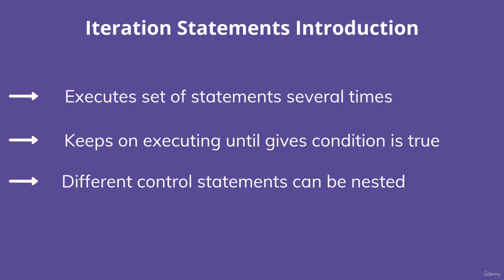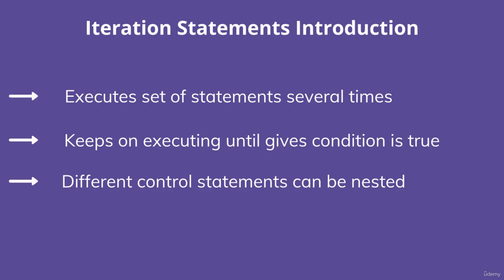Such things can be done by the iteration statements, as this is a statement which allows the execution of a particular block of code multiple times or several times. Whenever you write a loop, you will have to pass a condition so that until and unless that particular condition is true, the loop will keep on executing, and as soon as it is false, the loop will get terminated. For example, as I said, I want to find all the even numbers from 1 to 100.